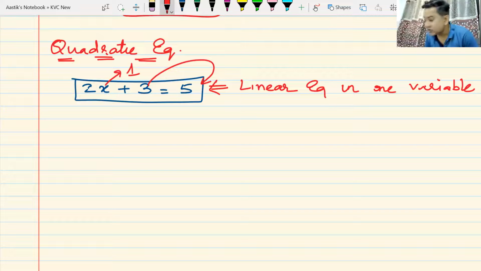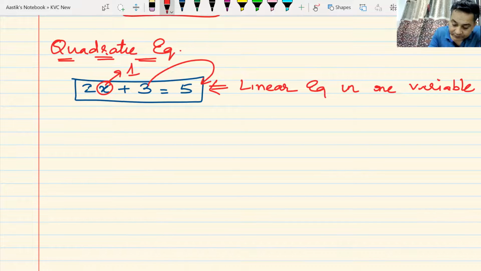So this is linear equation in one variable. Now, if you look at this x, it may be 2x, 5x, 10x, 5 by 3x, 10 by 3x. But the power of this variable x is 1. Now, what do you mean by 1 power?